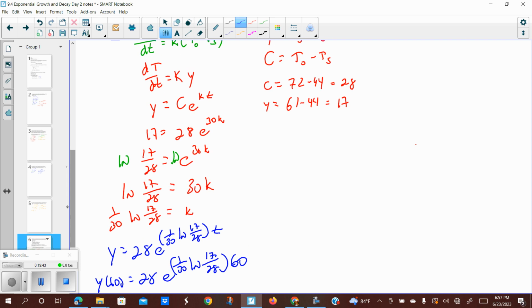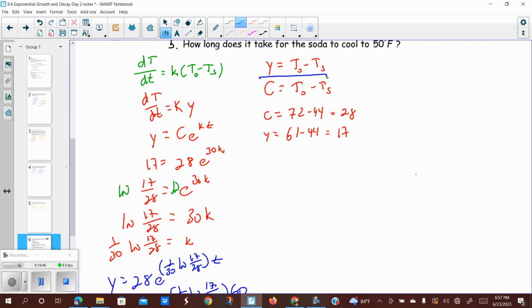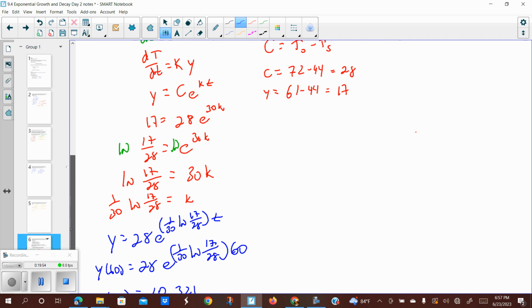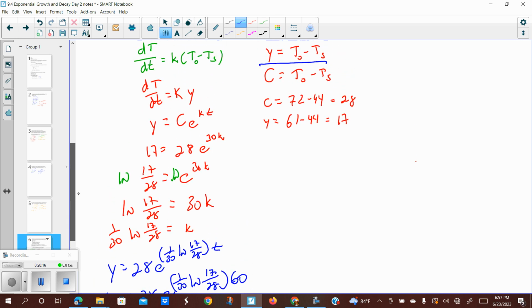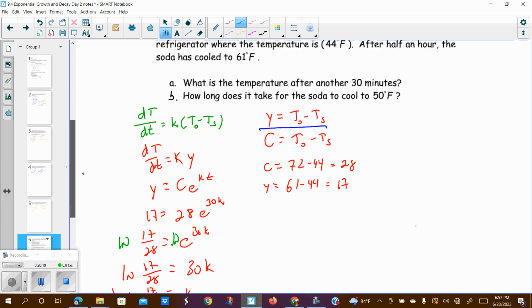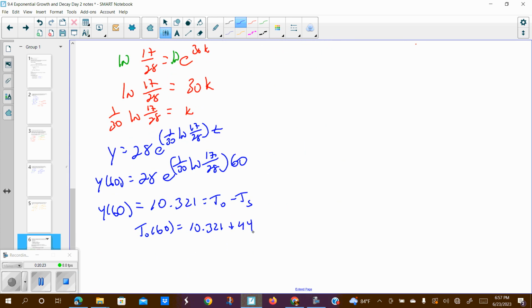Y was actually right here, change in the object minus the change in the temperature, which was the temperature of the object minus the surroundings. So Y itself is T sub 0 minus T sub S, we are trying to actually find the temperature of the object, so we have to add that temperature of the surroundings back in. So the actual temperature of our object at 60 minutes is 10.321 plus the original difference of the surroundings, which was 44 degrees. So the actual temperature of our object at 60 minutes was 54.321. That makes a lot more sense. Cooled down to 54 degrees.